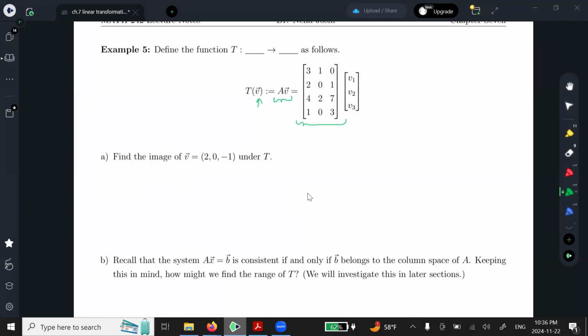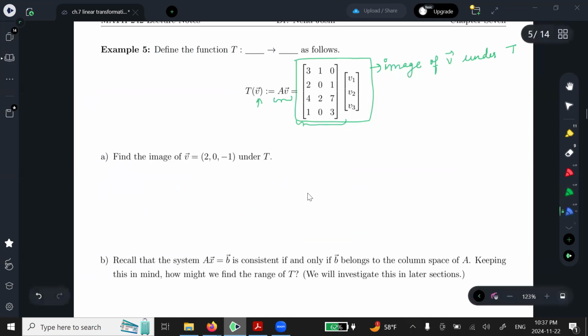So can you tell me what will be the order of this product? Because that's the image of V under the linear transformation T. So could you tell me what's the order? Because that will be my range or my codomain. So I have a matrix A, which is of size 4 by 3, and I have a vector V, which is of size 3 by 1. So the resultant product will be of size 4 by 1.